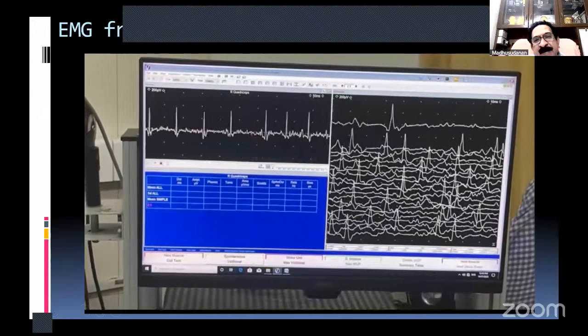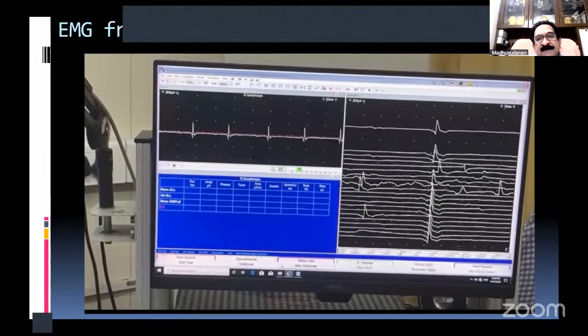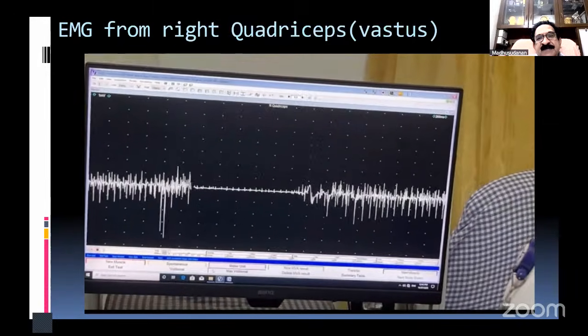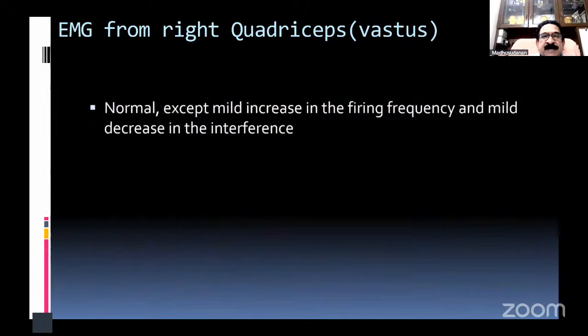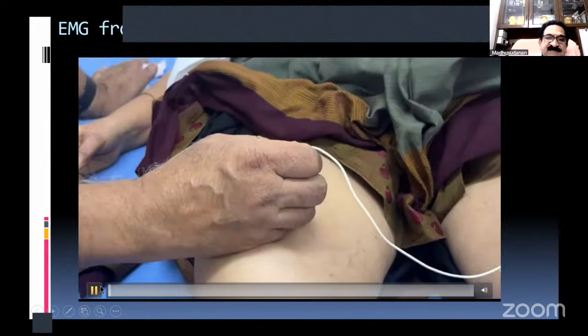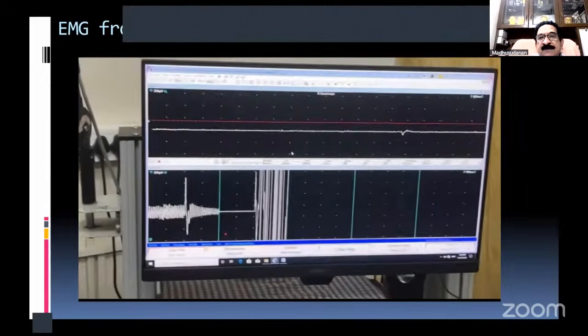There is mild increase in the firing frequency. That's due to denervation. And mild increase in the interference. So right quadriceps normal except for mild increase in the firing frequency and mild decrease in the interference pattern. Now let us see the rectus femoris, initially vastus and rectus femoris. So that is affected muscle, so I thought I will do that.